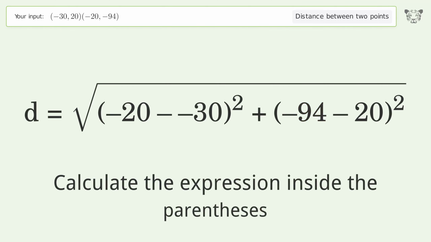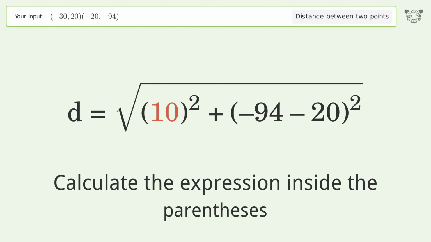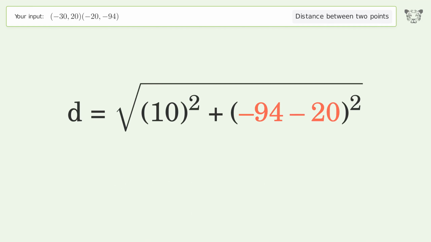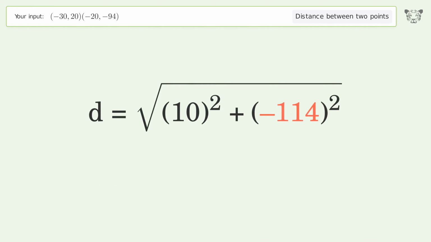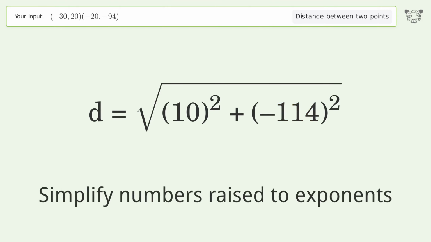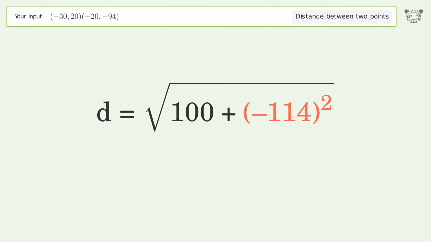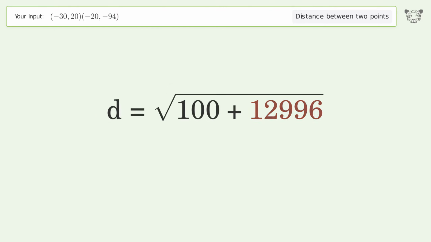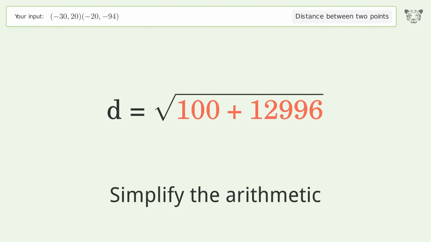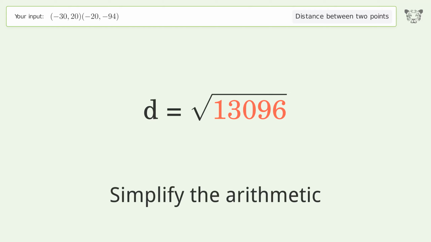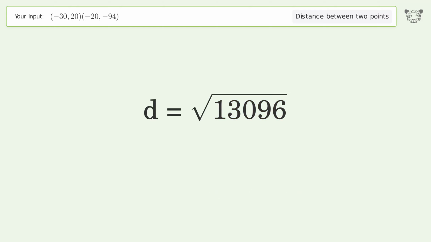Calculate the expression inside the parentheses. Simplify numbers raised to exponents. Simplify the arithmetic. And so the distance between the 2 points is the square root of 13,096, or 114.438.